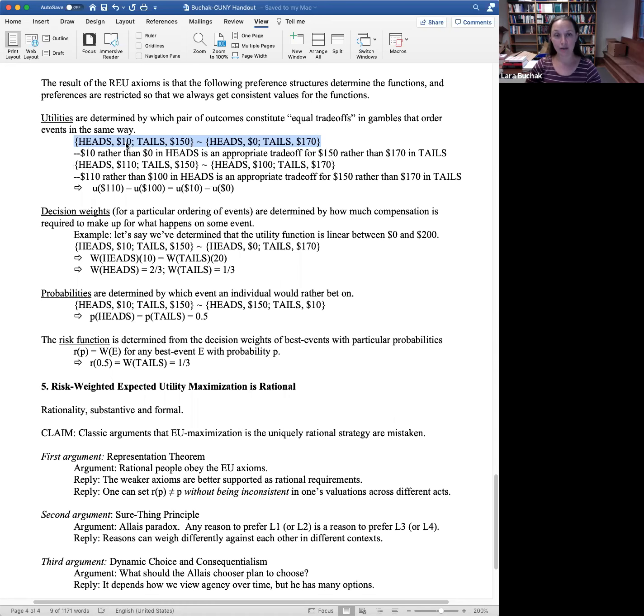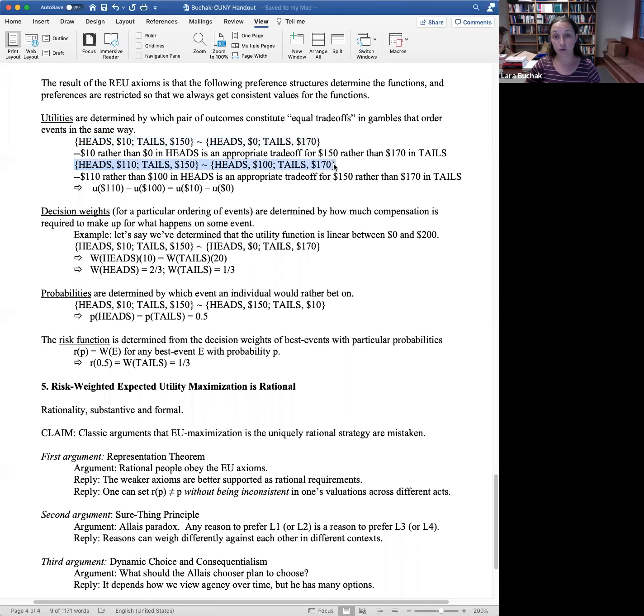What does that mean? Well, it means that getting $10 rather than 0 in heads is an appropriate trade-off for getting 150 rather than 170 in tails. So you're indifferent, it means it's an equal trade for you. 0 to 10 in heads is an equal trade as 150 to 170 in tails.